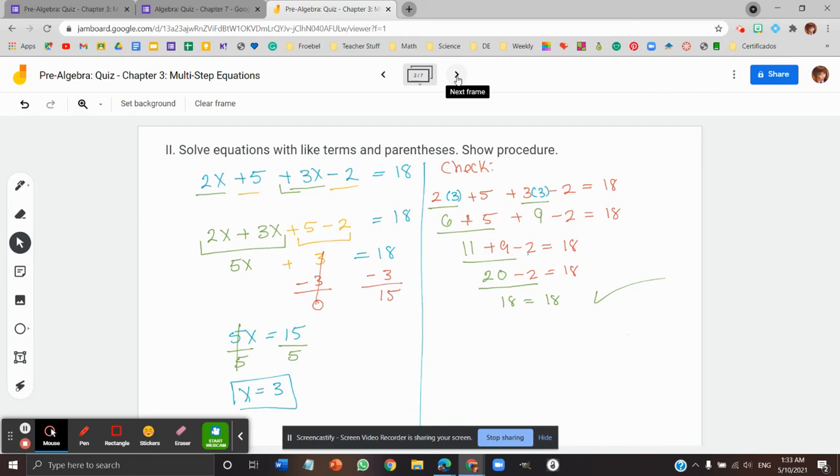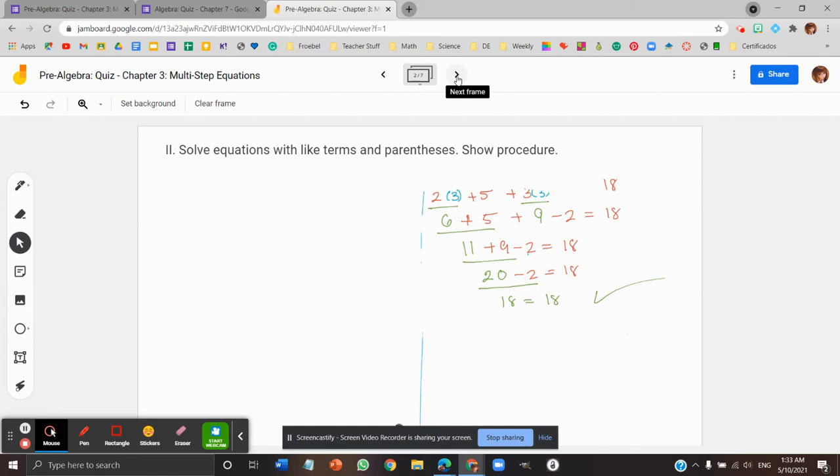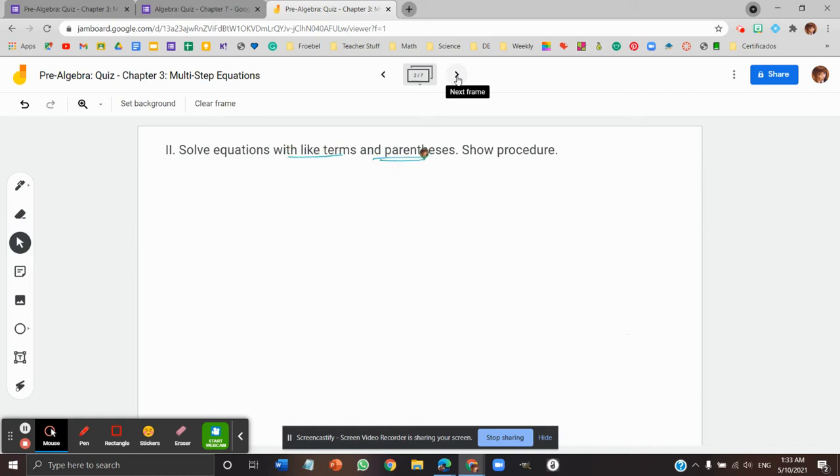Now, give me a second so I can erase this. And we'll do one with parentheses. Okay, so let's do one that has parentheses. We did one that had like terms, and now let's do one that has parentheses, okay? So again, when we have parentheses, we always try to use the distributive property. And if you do not remember what the distributive property is, don't worry, I will go through that.